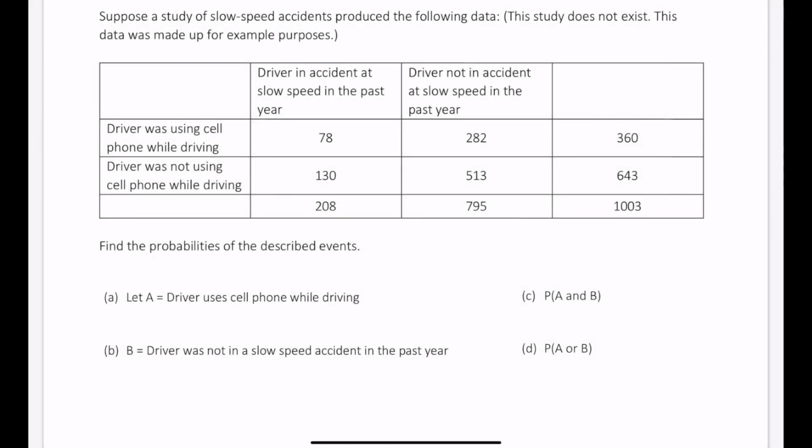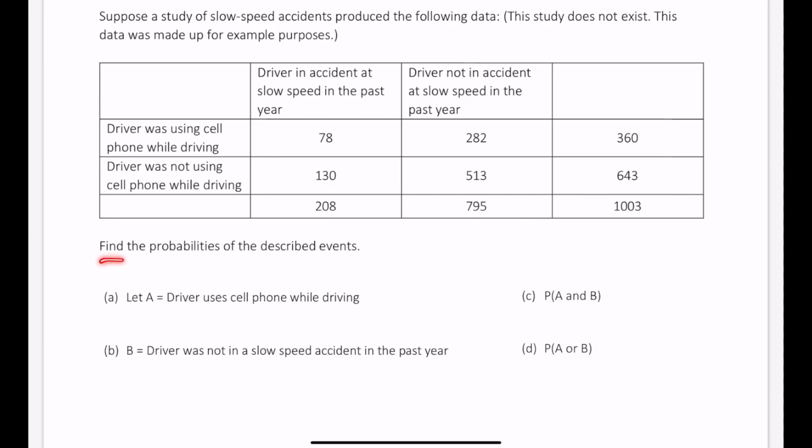Welcome. Suppose a study of slow speed accidents produced the following data. And so here is the non-existent data made up for example purposes. So driver was using a phone, driver was not using a cell phone while driving, and that driver was in a slow speed accident in the past year, and driver was not in a slow speed accident during the past year. So let's look at part A.